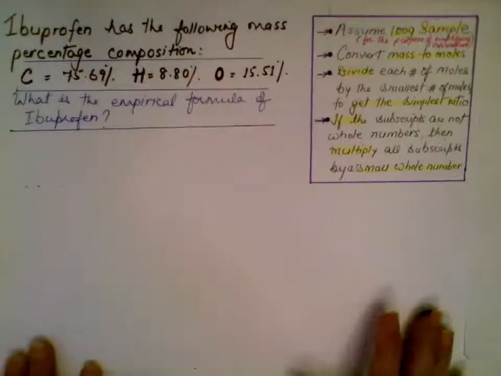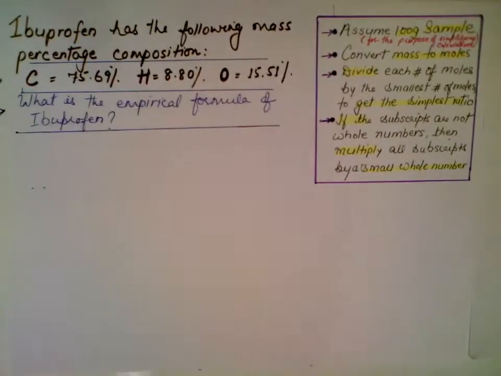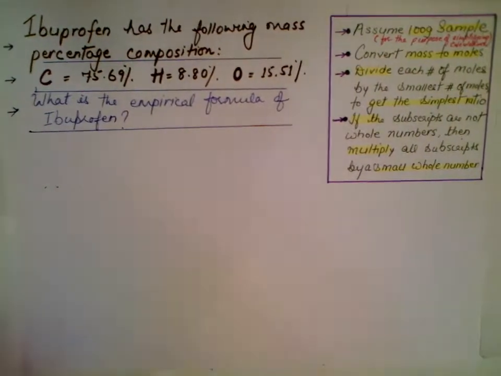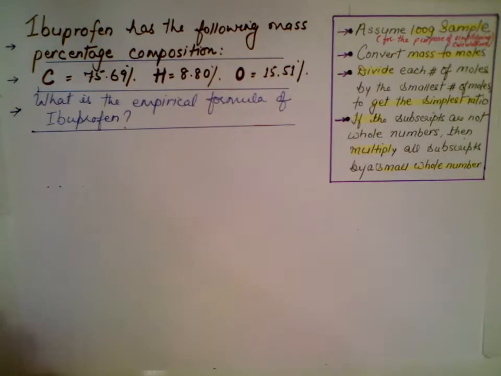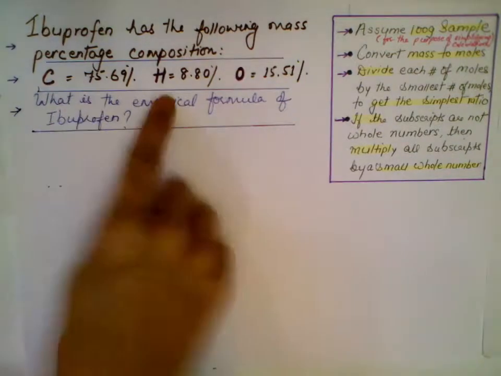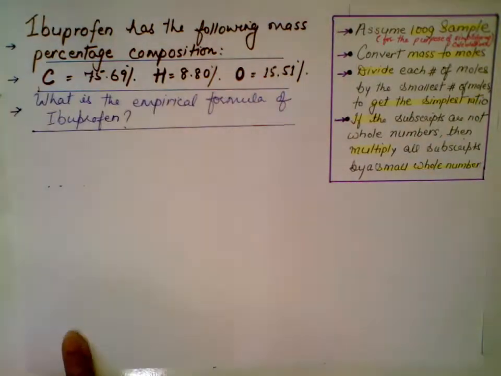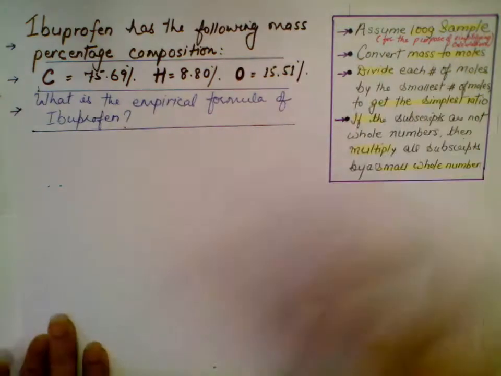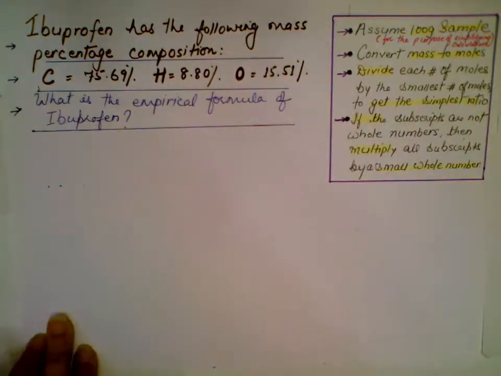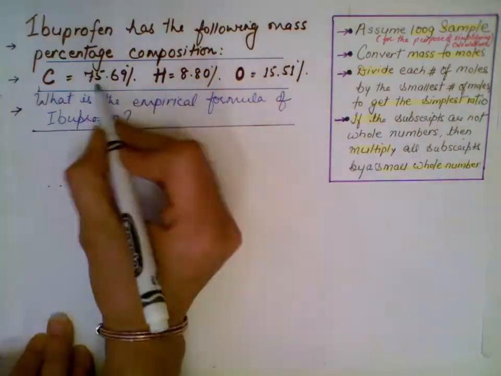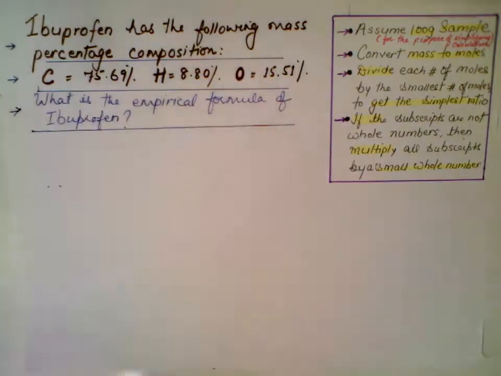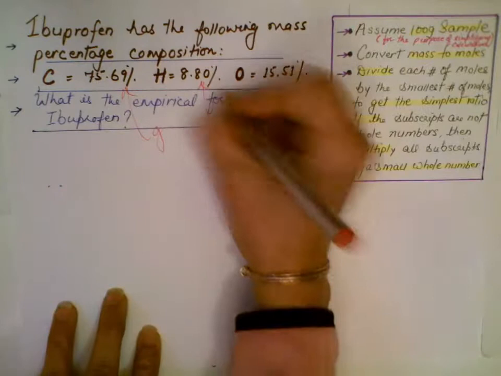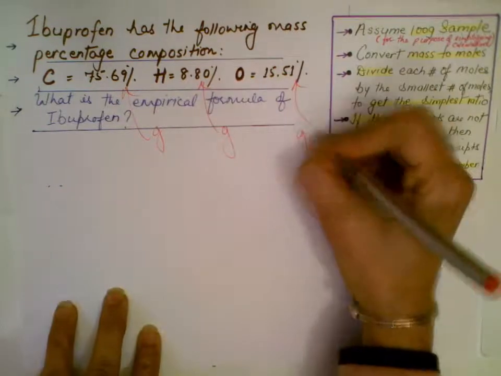Now let's start with another problem. Actually, let me do this one more. This is for ibuprofen, and as you know, ibuprofen is a compound which is used in painkillers, and it's made up of carbon, hydrogen, and oxygen. We have to find out what the empirical formula for ibuprofen is. We're going to use the same rule. You're assuming that it's a 100 gram sample. So for carbon, this is 75.69 grams. I'm going to write it here, grams. All right, grams, grams, and grams instead of percentage.